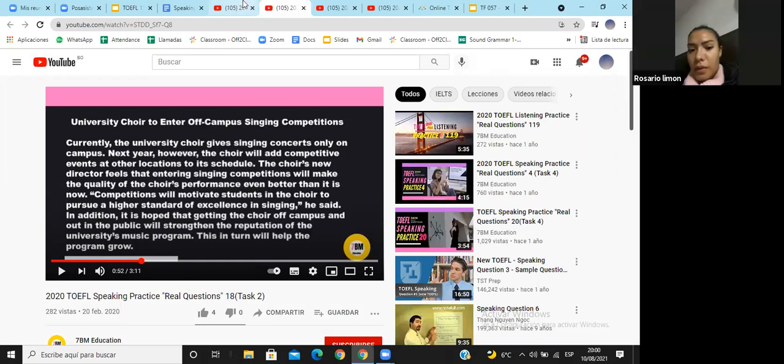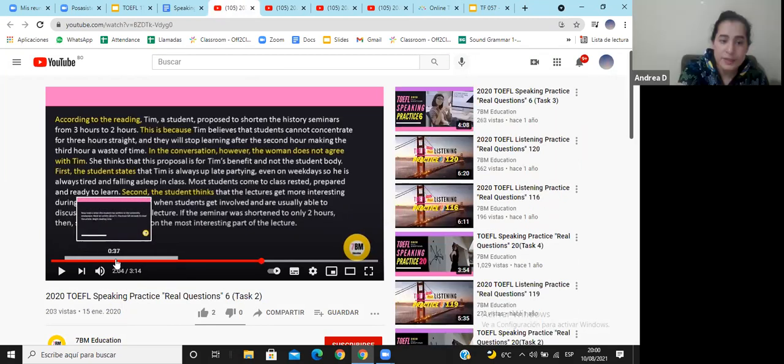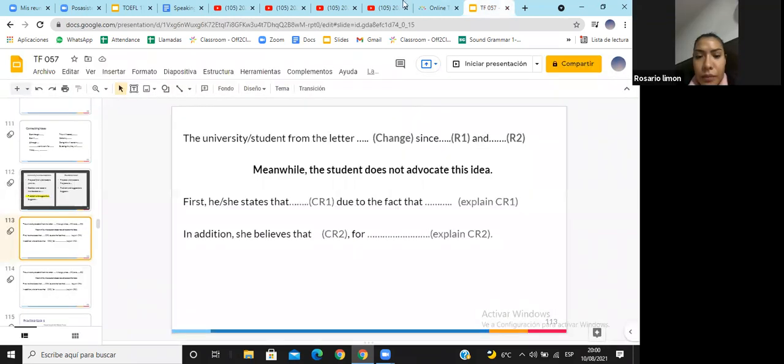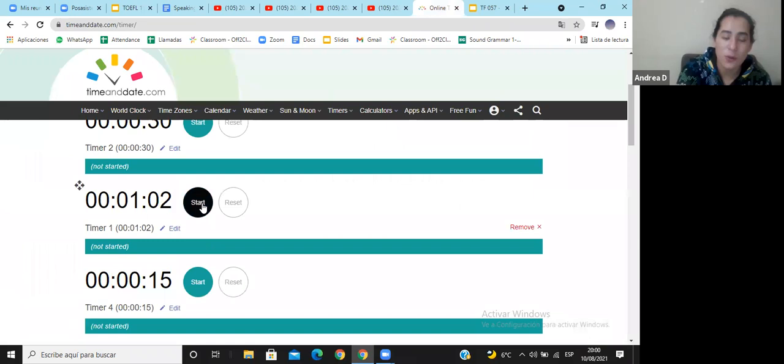Okay. So at the beginning, summarize the reading, like the university wants to, or in this case, it's a student letter. So the student proposes to reduce the blah, blah, blah, since, and then you give me the first reason and the second reason. And then you say, meanwhile, the student in the conversation doesn't agree. And then you say, first, she states that, and the second reason. All right, so best of luck. Here you go.